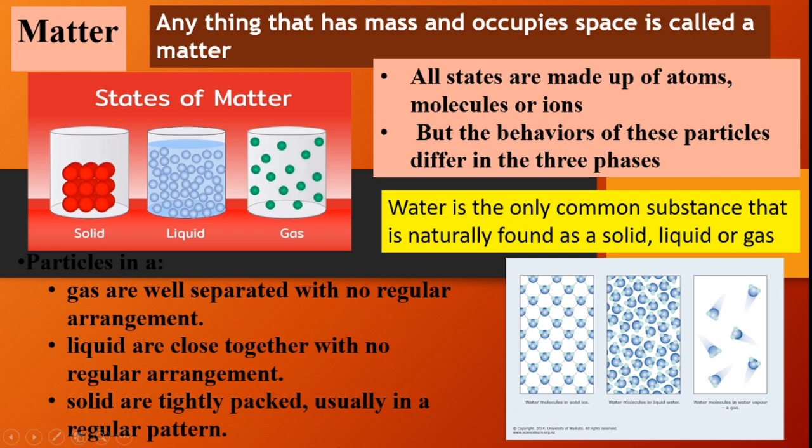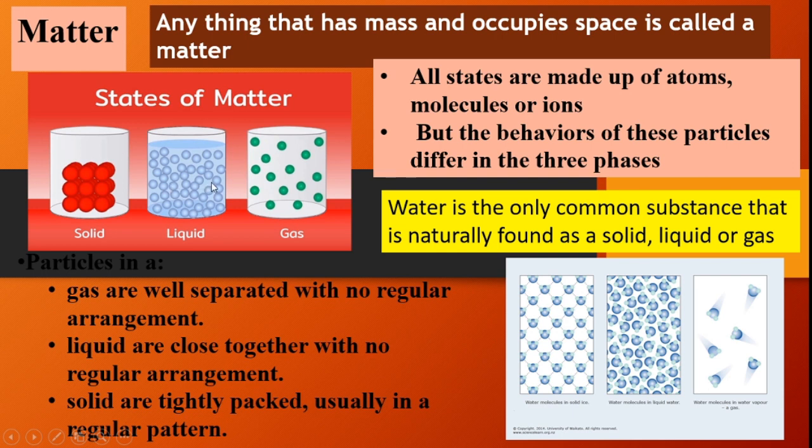We all are familiar with the term matter. We can say that anything that has mass and occupies space is called a matter. Now, the matter can be classified as solid, liquid, or gas on the basis of the form of existence. All the three states are made up of atoms, molecules, or ions, but the behavior of these particles differ in the three phases.